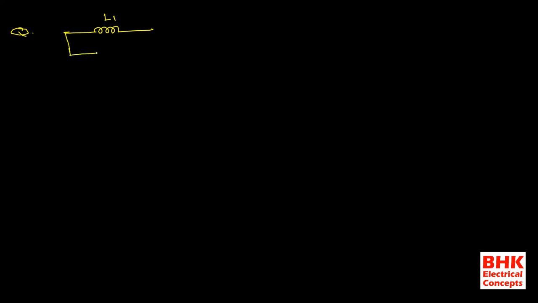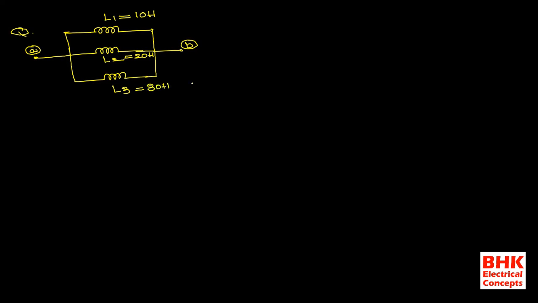For example, another inductance, this is L2, and this one is L3. Assume this is terminal A and this is terminal B. The value of L1 is 10 Henries, the value of L2 is 20 Henries, and the value of L3 is 30 Henries.